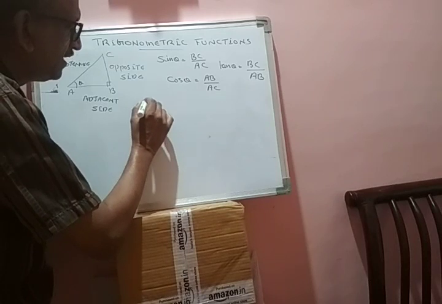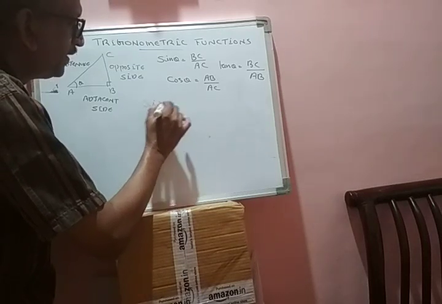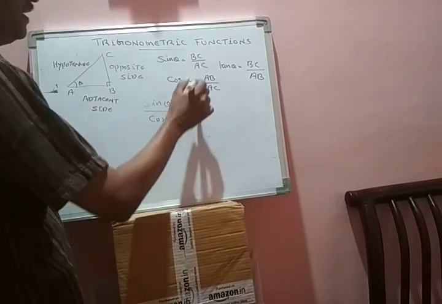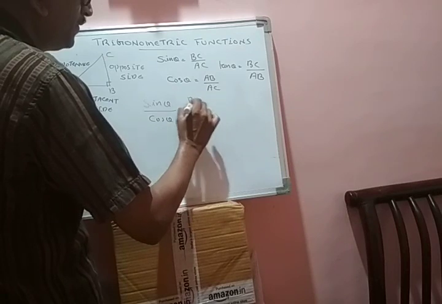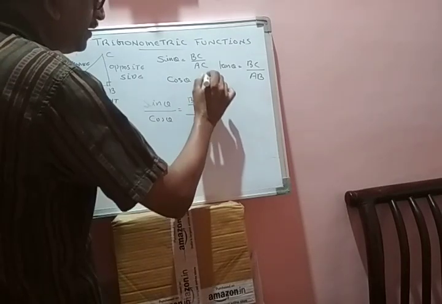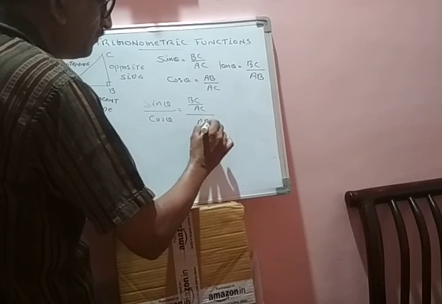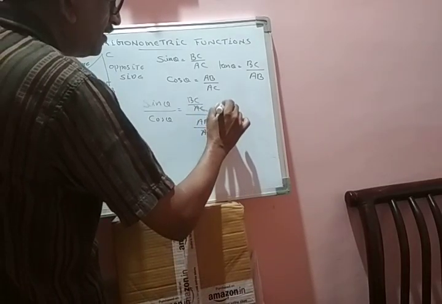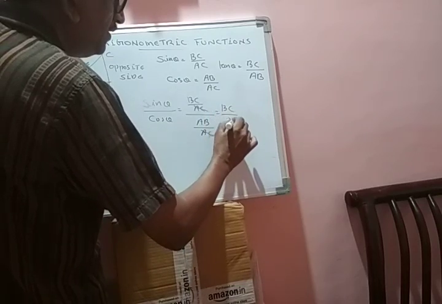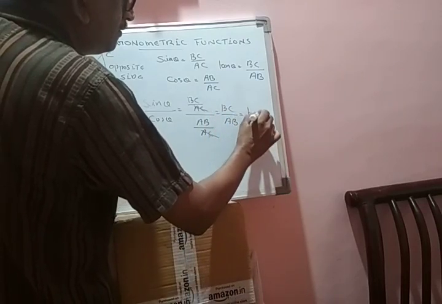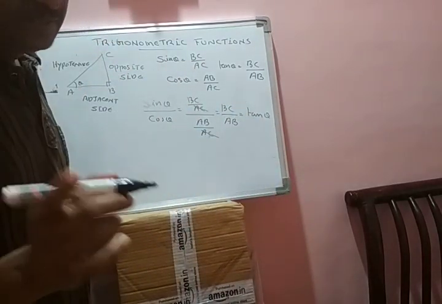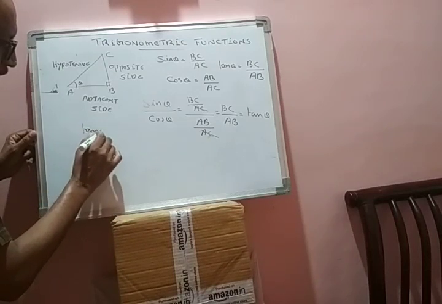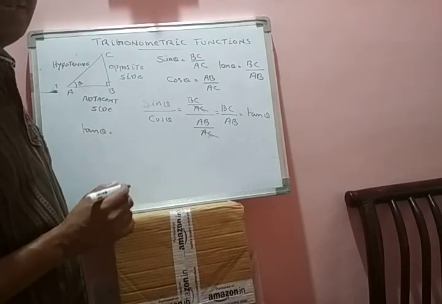Then what is sin theta by cos theta? Sin theta divided by cos theta is equal to sin theta, which is BC by AC, divided by cos theta, which is AB by AC. AC got cancelled. The answer is BC by AB, which is equal to tan theta. Therefore, tan theta is sin theta by cos theta. Very important result. Tan theta can be expressed as sin theta by cos theta.